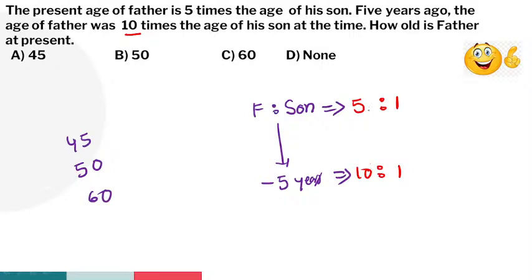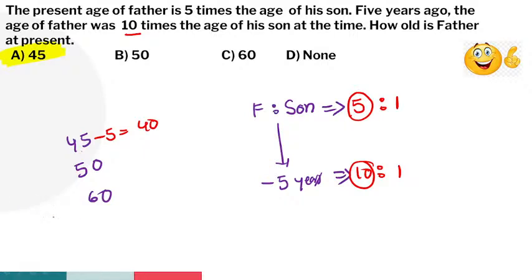Okay, when the problem is solved, go through option verification. What is the first option? 45. 45 is a multiple of 5. Yes, 5 9s are 45. 5 years ago. Ago means minus. 45 minus 5, 40. 40 is a multiple of 10. Yes. So 10 4s are 40. So that's why first option is the right answer, guys.